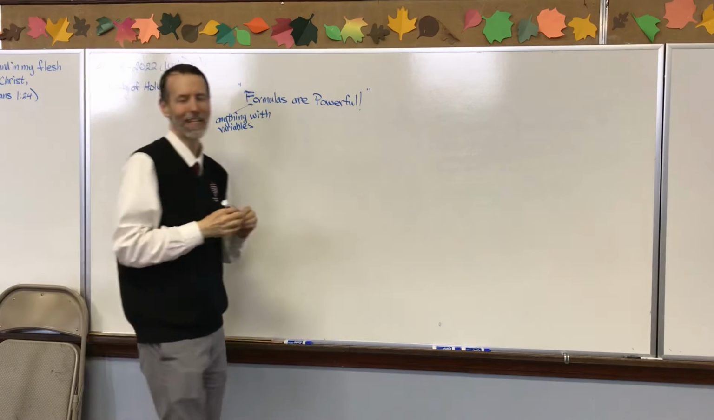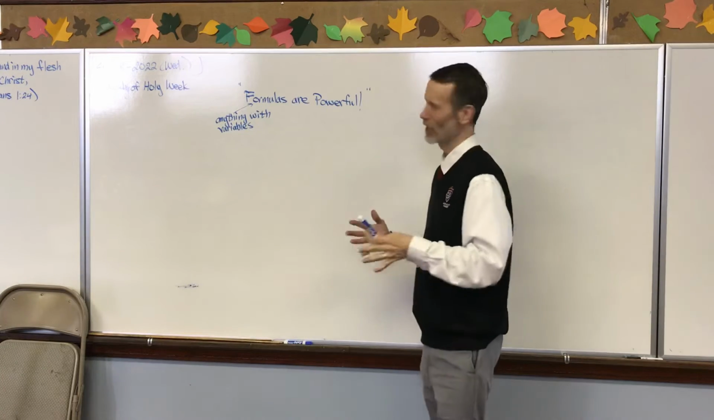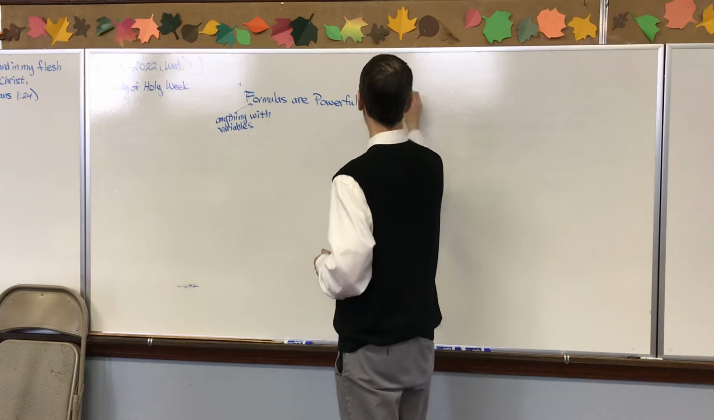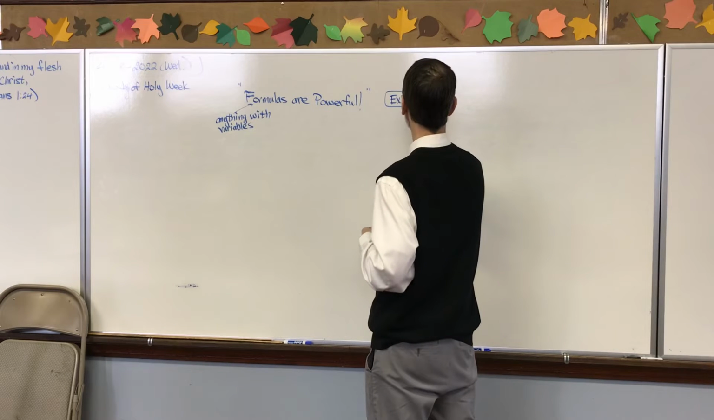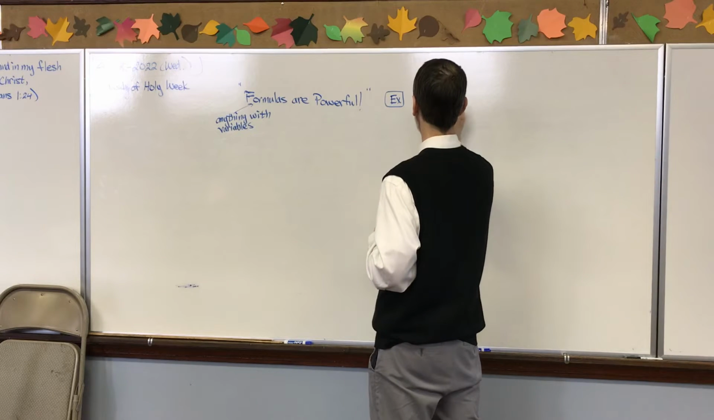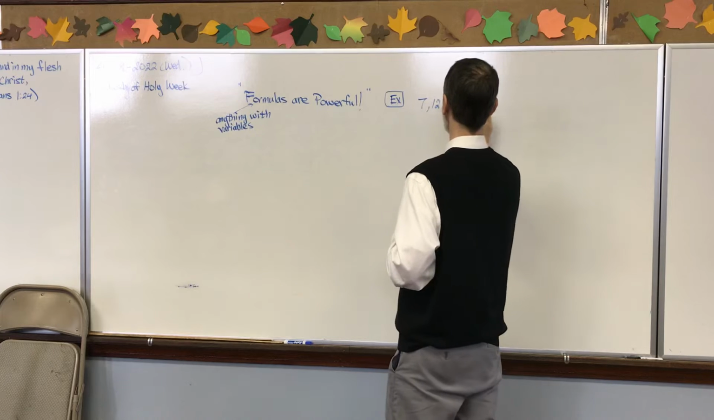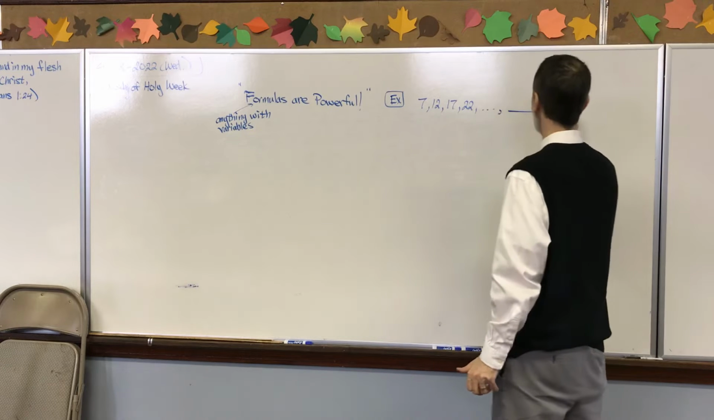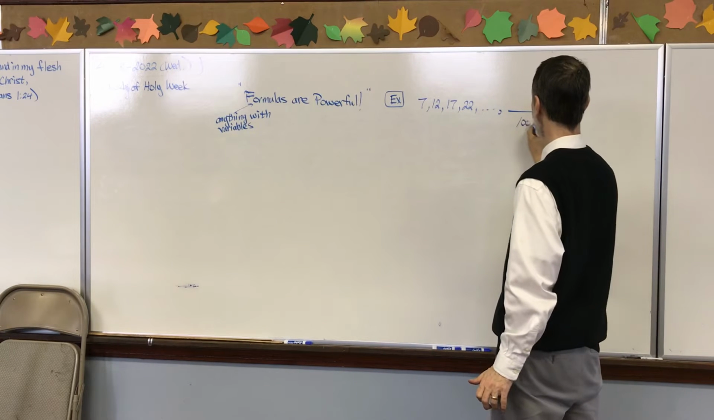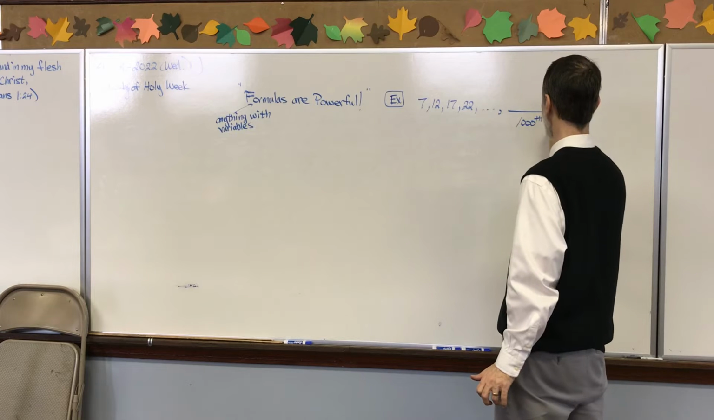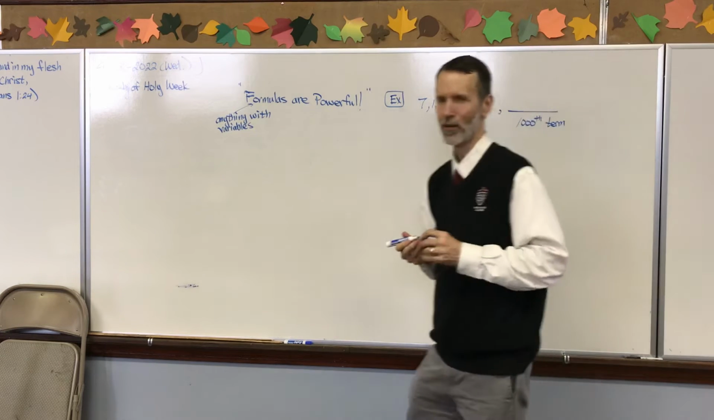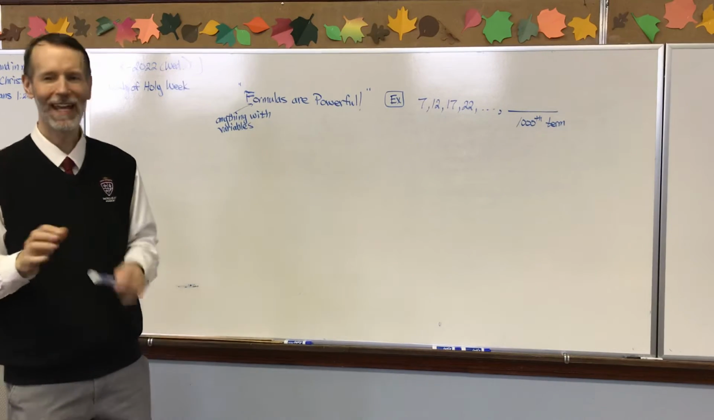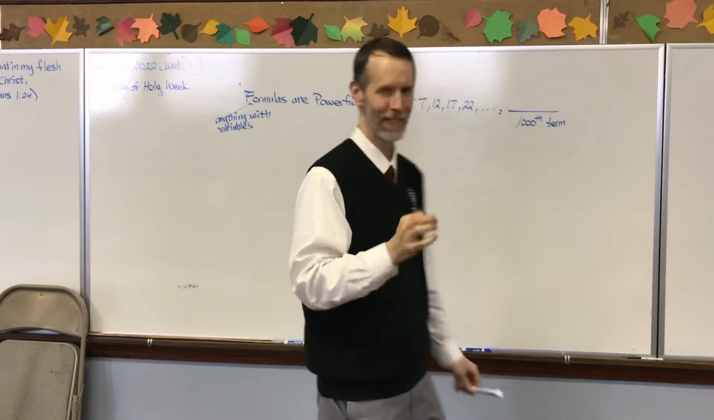Equations have formulas in them, inequalities have formulas in them. Formulas are anything with variables in them. Let me give an example. 7, 12, 17, 22, ... What I would like to find is the 1,000th term. Doing this by hand is really, really tedious.